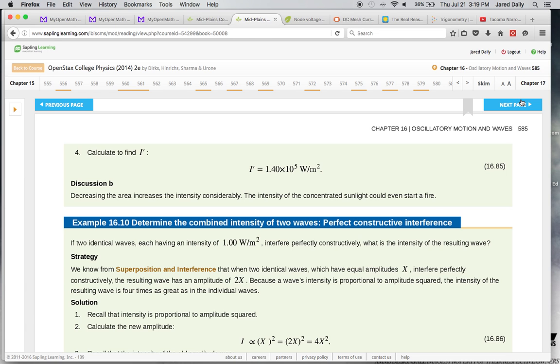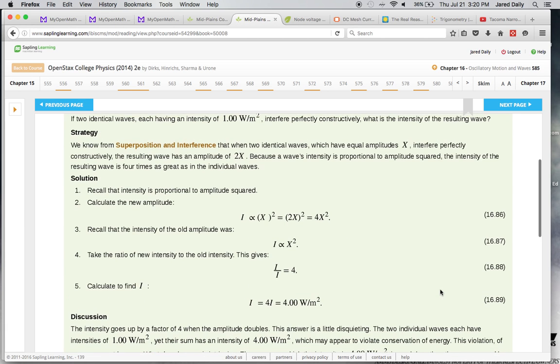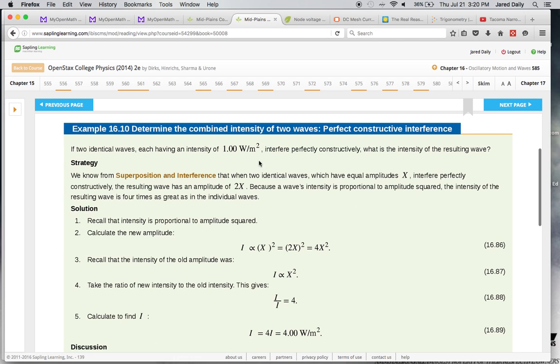We have the combined intensity of two waves. So we're going to have constructive interference, where we have two waves that we're going to add together and make a final wave. So we have two identical waves, each with 1 watt per meter squared intensity, and they're going to interfere constructively, and we want to know the intensity of the resulting wave. So intensity is proportional to amplitude squared, it turns out. Yeah, we want to know the new amplitude so we can calculate the new intensity.